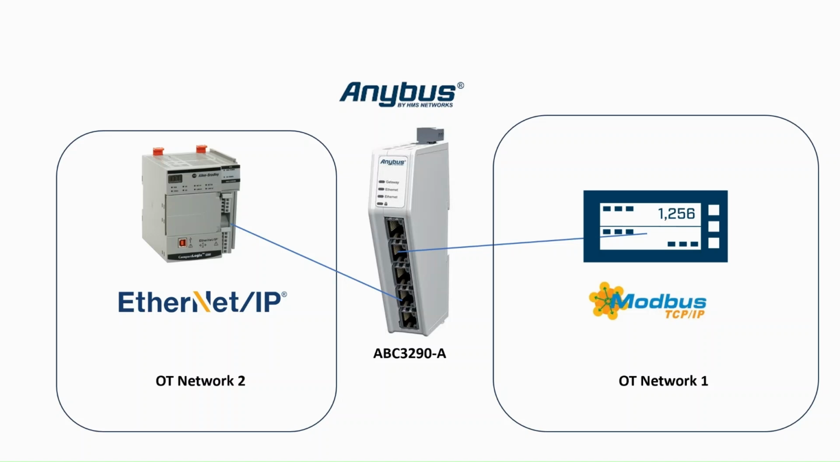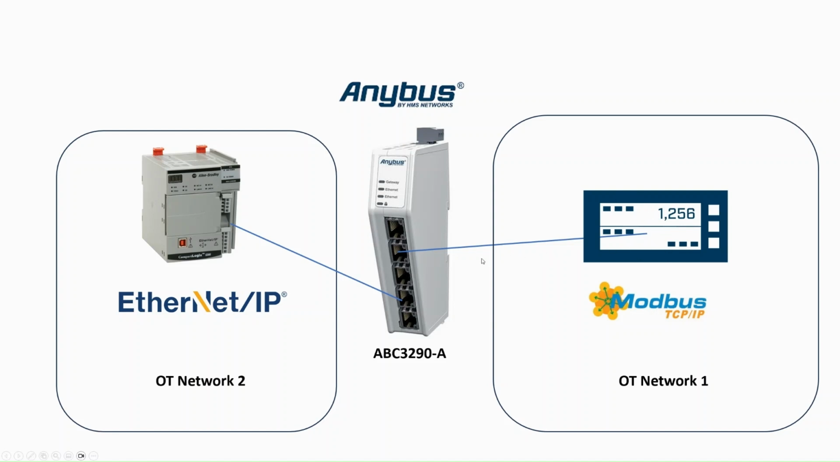Hi, in this video, I'll be showing you how to connect the Allen Bradley CompactLogix through Ethernet to the Anybus Communicator ABC3290 to a Modbus TCP server. So with the ABC3290, this is acting as the Modbus TCP master pulling data from the Modbus TCP server here.